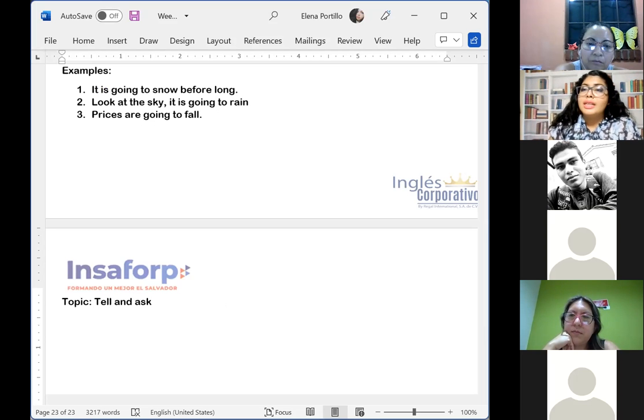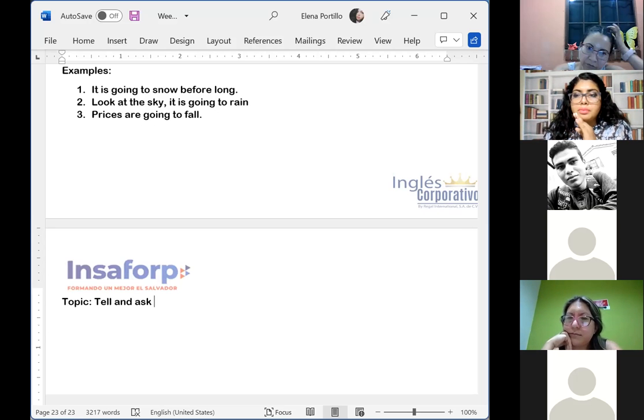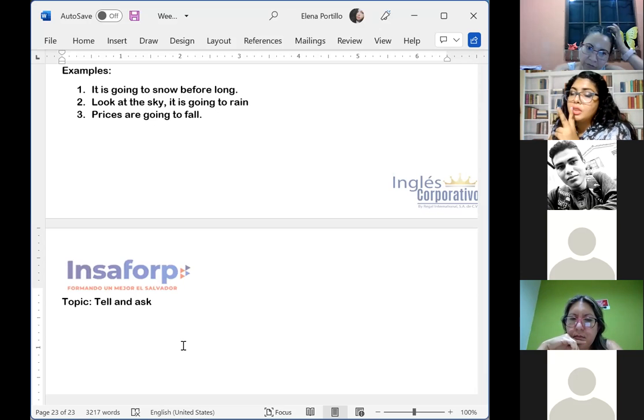We have these verbs, tell and ask. When we are talking about these verbs, we are knowing that we are going to talk about the production of the language. In this case, we are going to create, we are going to speak, and we are going to produce the language. In this topic, we are going to see these two verbs. Tenemos dos verbos. In this case, we have tell and we have ask. Decir y preguntar.